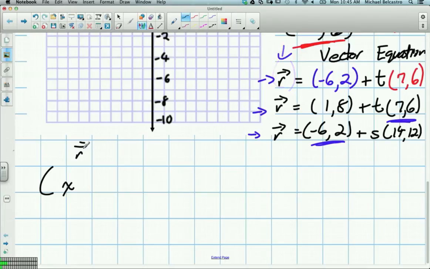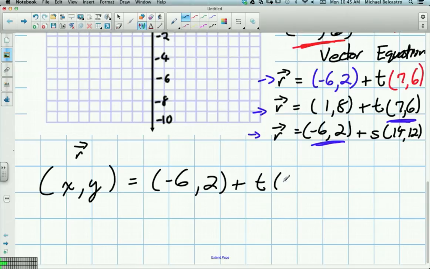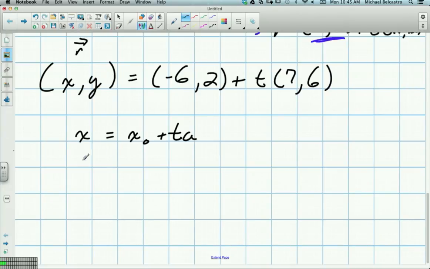So normally where we would write vector r, we're going to write two coordinates x and y, is equal to, we'll use the original vector equation that we wrote, passing through the point (-6, 2), plus the parameter of t, and directional vector (7, 6). A parametric equation is written as x is equal to a coordinate, usually written as x naught, plus the parameter of the x value, which is usually written as a, and y is equal to y naught plus the parameter of b.